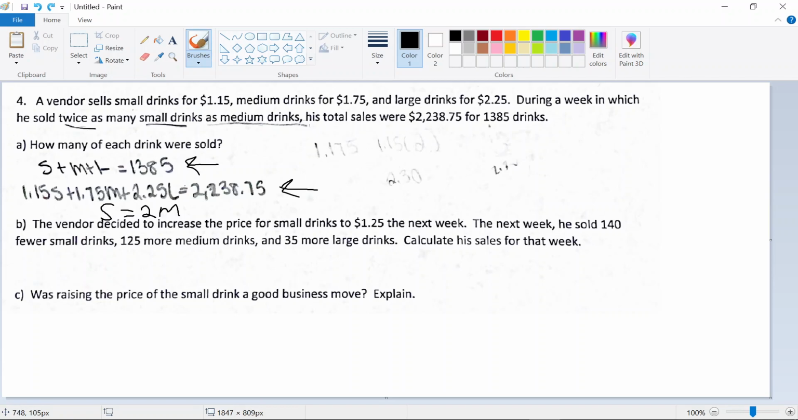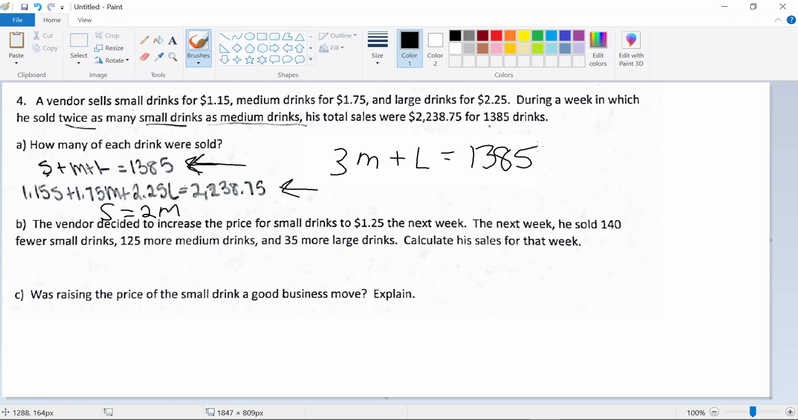I don't like to have anything there, so I'm going to clear it out like that. Okay? So again, I'm just plugging in 2m for small, starting with this equation. S is 2m. 2m plus m is 3m, plus large, I don't know if we're using a small l or capital, I'll use capital L, equals 1385.